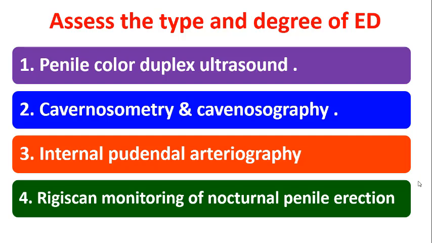Investigation to assess the type and degree of the erectile dysfunction may include penile color duplex ultrasound examination, cavernosometry and cavernosography, internal pudendal arteriography, and Rigiscan monitoring of night erection. This is called nocturnal penile erection or night erection. These are physiological erections occurring at night in a normal person.